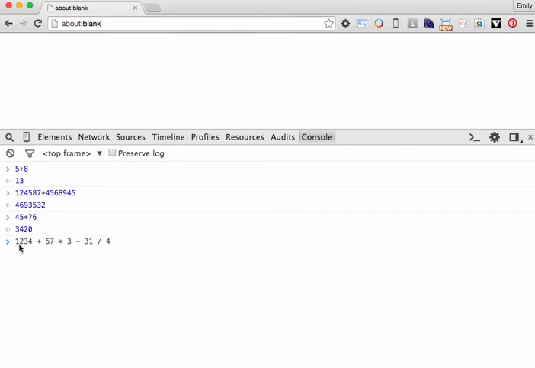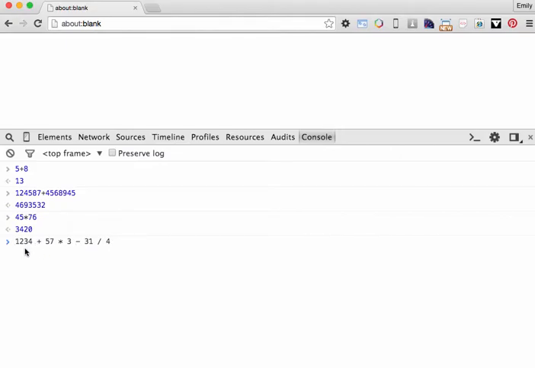So here I have 1,234 plus 57 times 3 minus 31 divided by 4. The results can be a little tricky here because the result of this calculation is going to depend on the order in which JavaScript is going to do each operation. In math, the rule is that we would always perform the multiplication and the division before we do the addition and subtraction. JavaScript also follows that same rule.